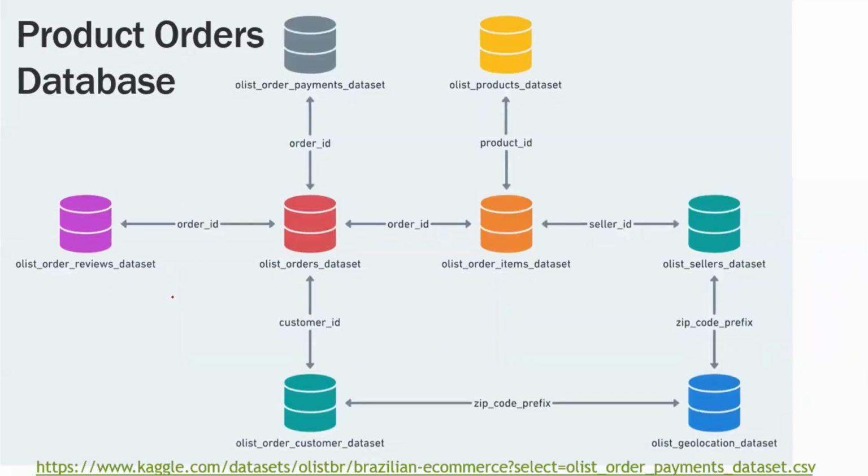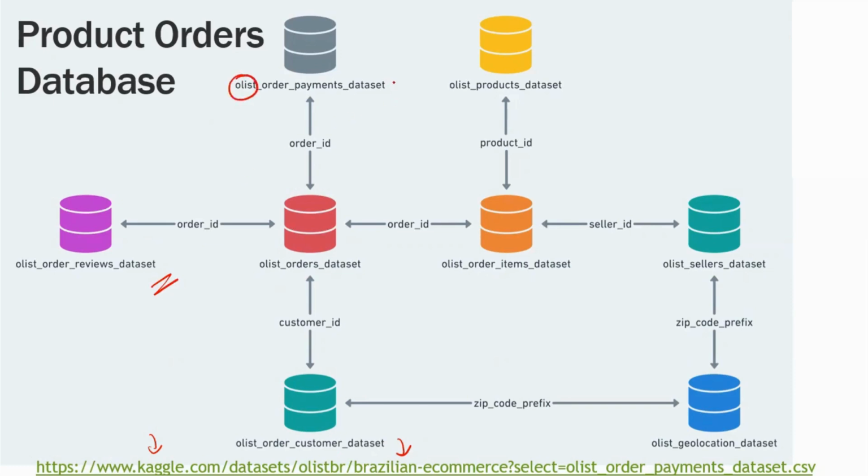In fact, this is exactly one of the real data set. There is one Brazilian e-commerce data set available on Kaggle. And this is one of the data set that is provided by one real e-commerce company. And this is how their database looks like. You have orders table that is connected by an order ID. Olist is the e-commerce company name.